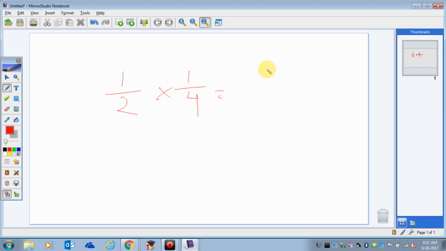You're going to get 1 times 1 is 1, and 2 times 4 is 8. So if you're giving a half of a pizza to split between 4 friends evenly, everybody is going to get 1/8 of the original pizza. So that's why we use multiplying fractions in real life ways.